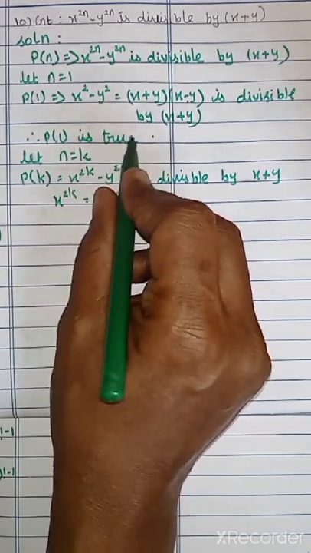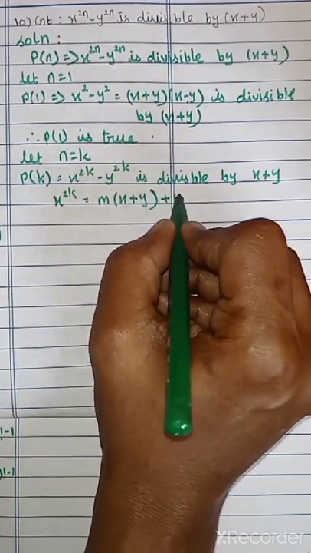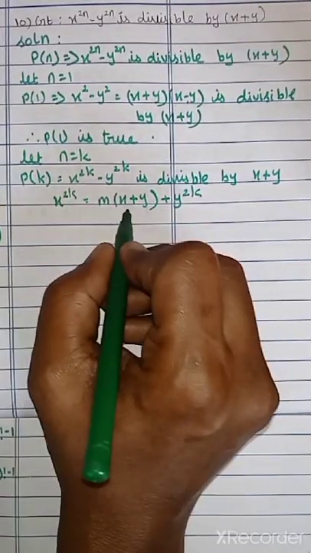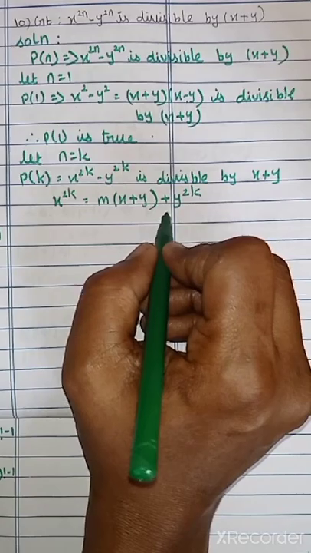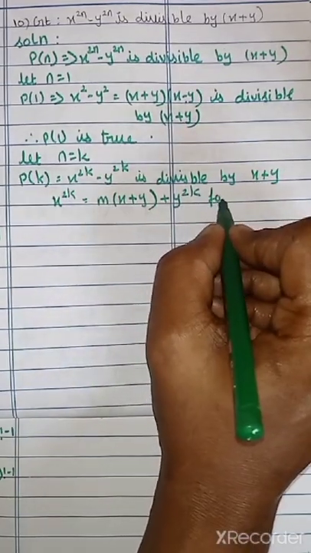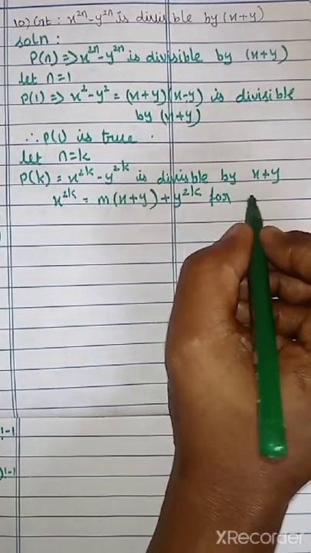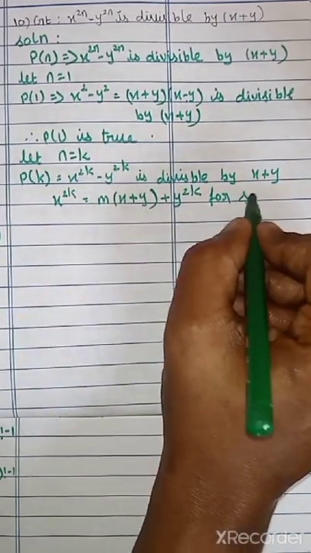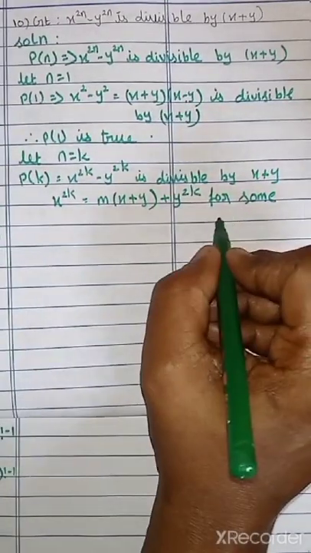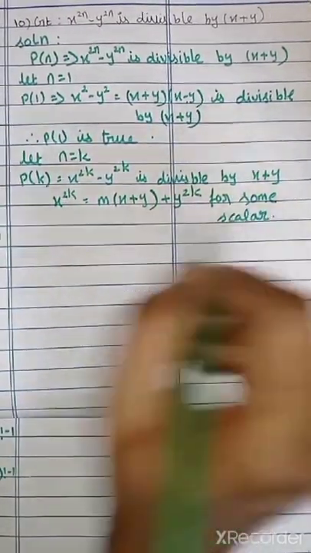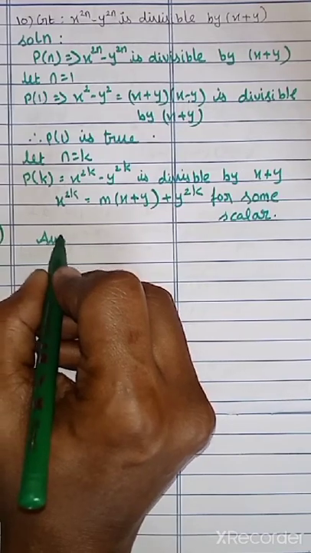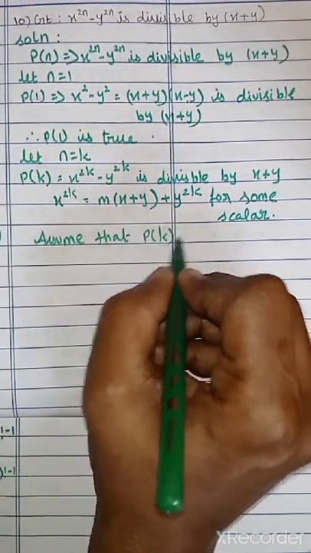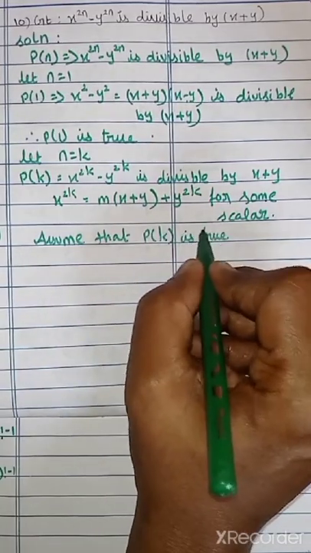After that, taking this minus term to this side, it will become plus y power 2k. So we can write this x power 2k is m of x plus y plus y power 2k for some scalar. This m is some any scalar, any number. So if you put any number, definitely it will be divisible by x plus y. So for some scalar, what we have to take? Assume that P of k is true.